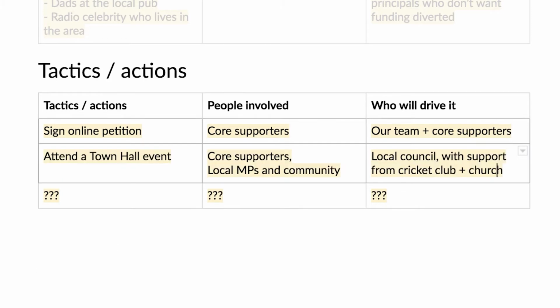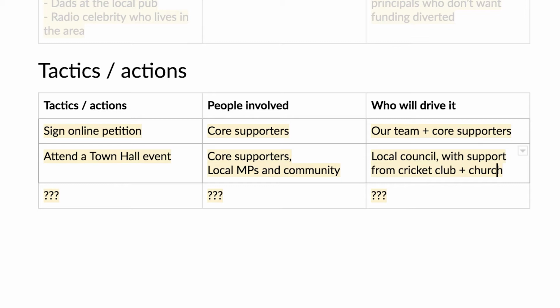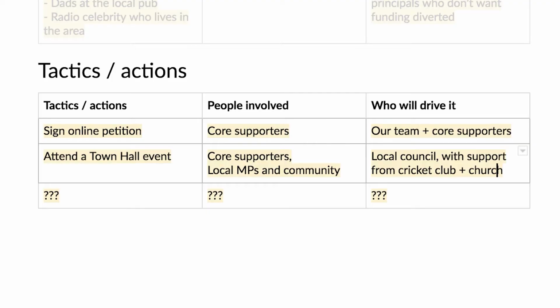Another action might be to get people to join in for a town hall event, a bit more complicated than just a petition. And this time, on top of our core supporters, we'd also be inviting the local MP and community, because it's one of those big all-in events. And this might be a good chance to pull in some of our allies to support it. So the local council will drive it, but we might have the church and the cricket club mobilise their members to get involved.